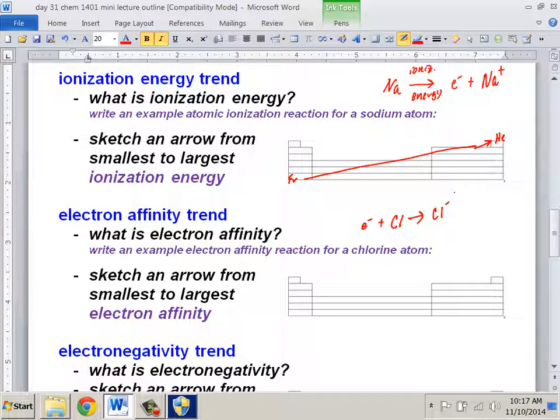Sketch an arrow from smallest to largest electron affinity. And that just goes straight across, but it stops at the nobles. So you recognize this box here on the periodic table? That's the noble gases. That's group 8. All right, that's group 8. So the arrow just goes straight across, and it stops at the nobles. So the halogens have the highest electron affinity as you go across a period. Okay.